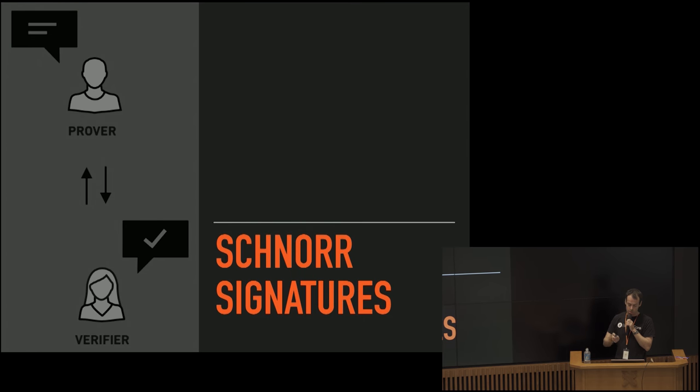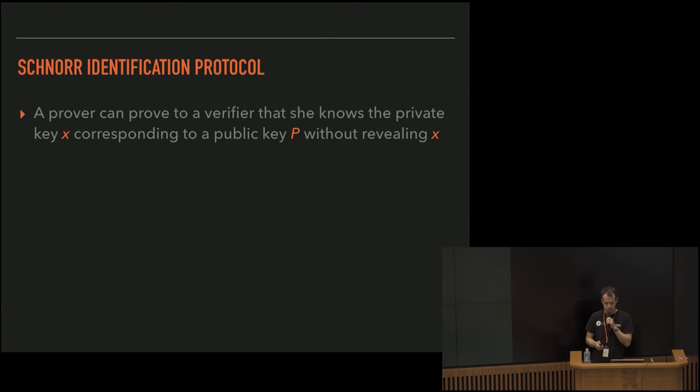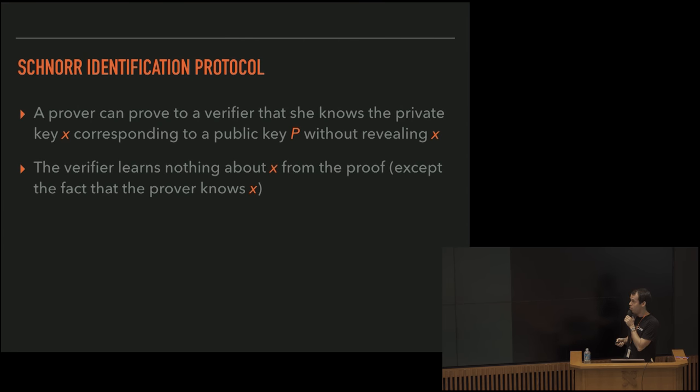And we're going to use a system called Schnorr. We're going to build an application of that called Schnorr signatures. But we're going to start with something called the Schnorr identification protocol. And this is, if I have a scalar X, which is my private key, and it corresponds to a public key P, I can prove to you that I know what X is without revealing what X is, right? This is called a proof in zero knowledge, where I prove to you, but you learn nothing about X.